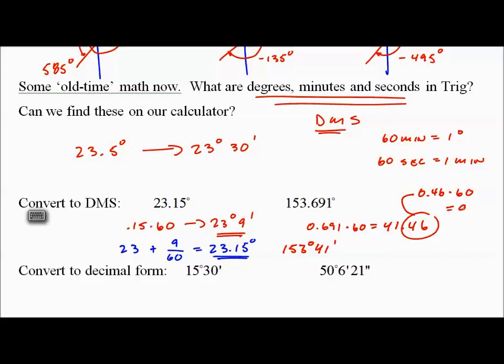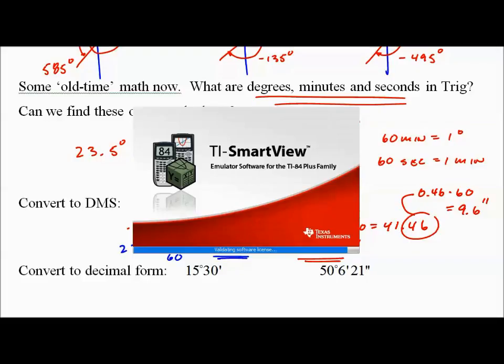And it says 9.6 seconds. But you know what? I'm going to write it as 10 seconds. So when I check this one, I'm not going to get quite the same answer. Going forwards and backwards is pretty much just dividing or multiplying by 60 or 3600 in the case of seconds.